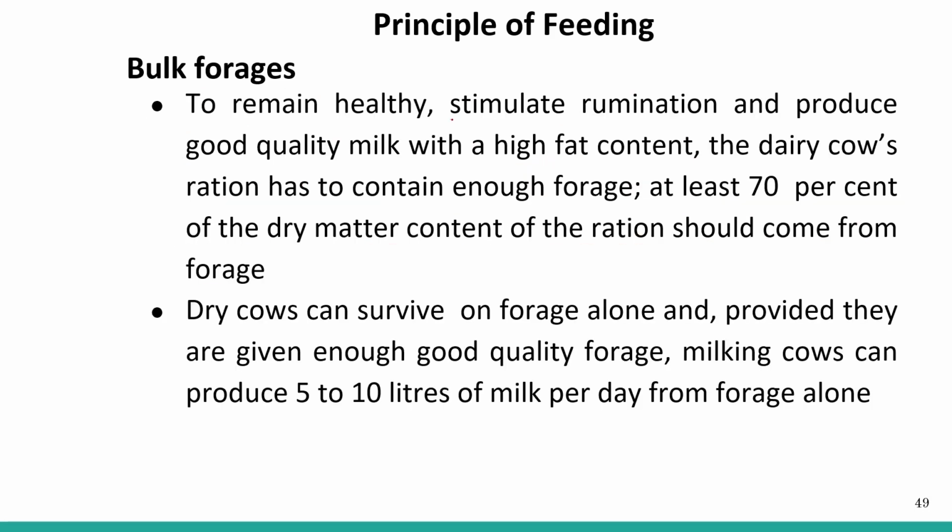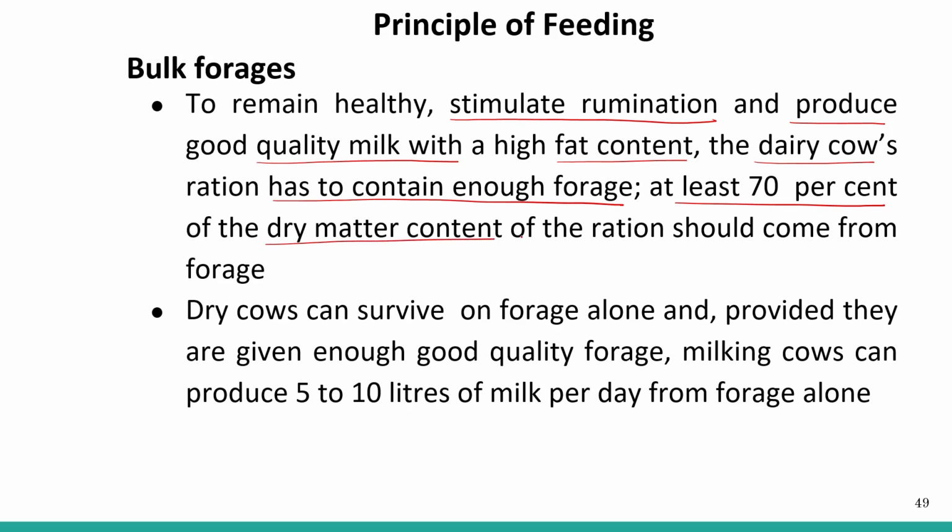To remain healthy, stimulate the rumen and produce good quality milk with a high fat content, the dairy cow ration has to contain enough forage. At least 70% of the dry matter content of the ration should come from the forage. So 70% of the dry matter of the ration should be bulk forage.